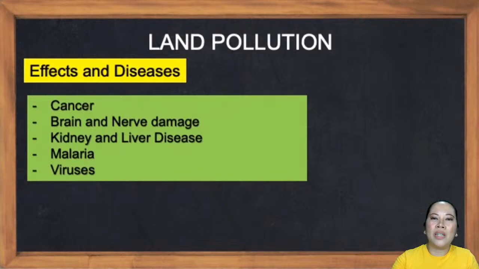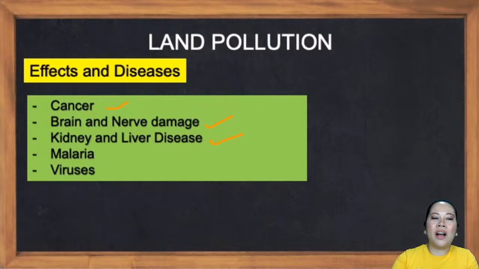So there are actually a lot of diseases which are caused by our soil. For example, you will have cancer caused by high dioxin, brain and nerve damage caused by soil pollution, kidney and liver disease, and malaria because of the very polluted soil. And of course your viruses like your Ebola virus in Congo, Nipah virus, hantavirus, and West Nile virus in the US.